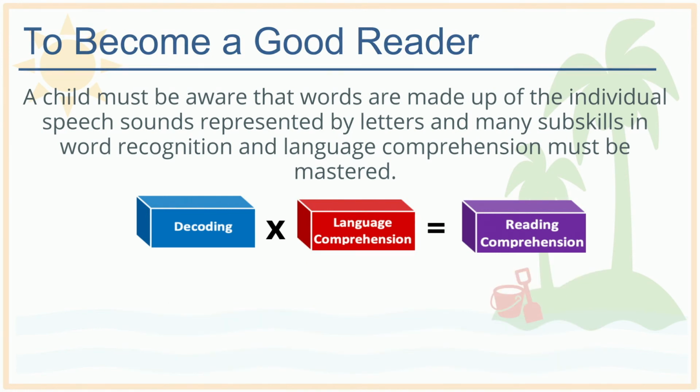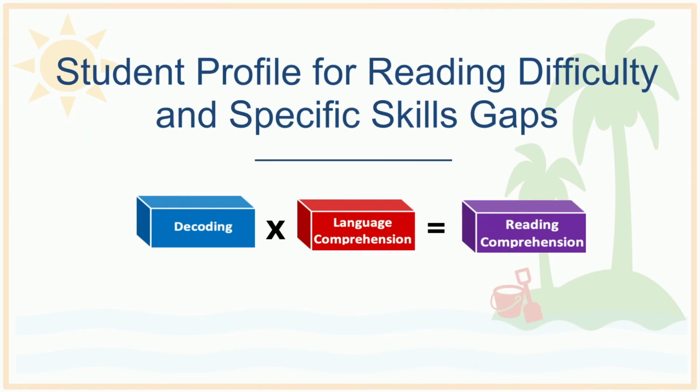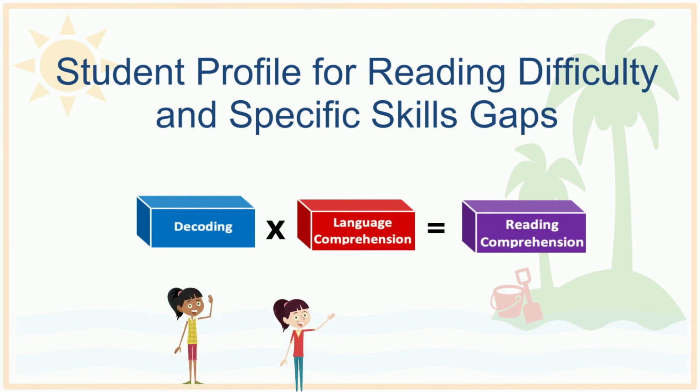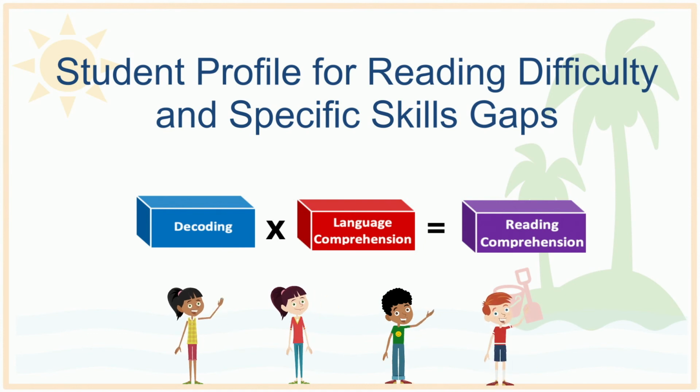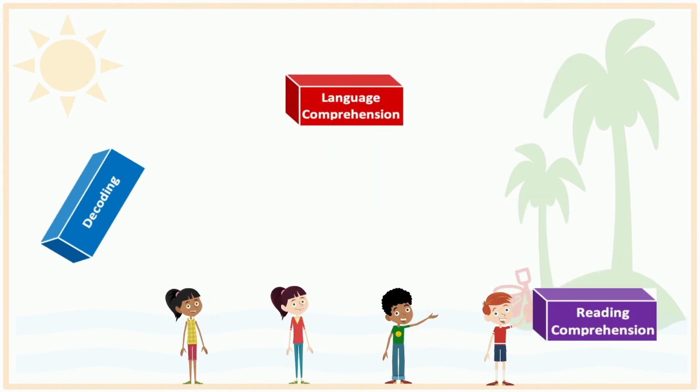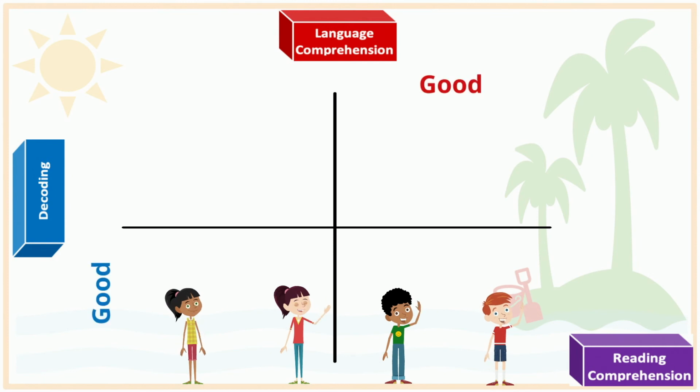Keeping the simple view of reading in mind, we can map how students are performing with the types of instruction and support they need by following a student profile for reading difficulties and skills gaps. There are 4 student profiles. If we think about the profiles as how students are performing on decoding and language comprehension skills, we can look at each profile to see the type of student support the student needs.